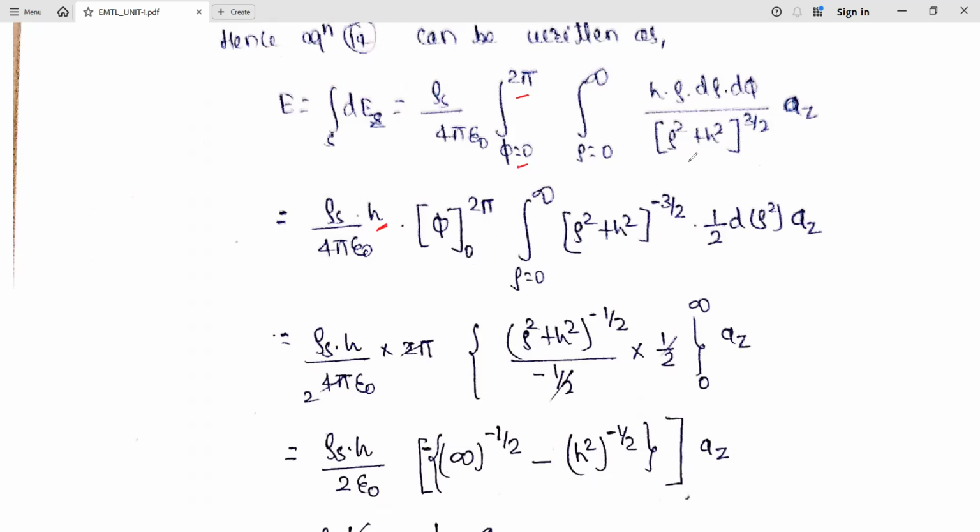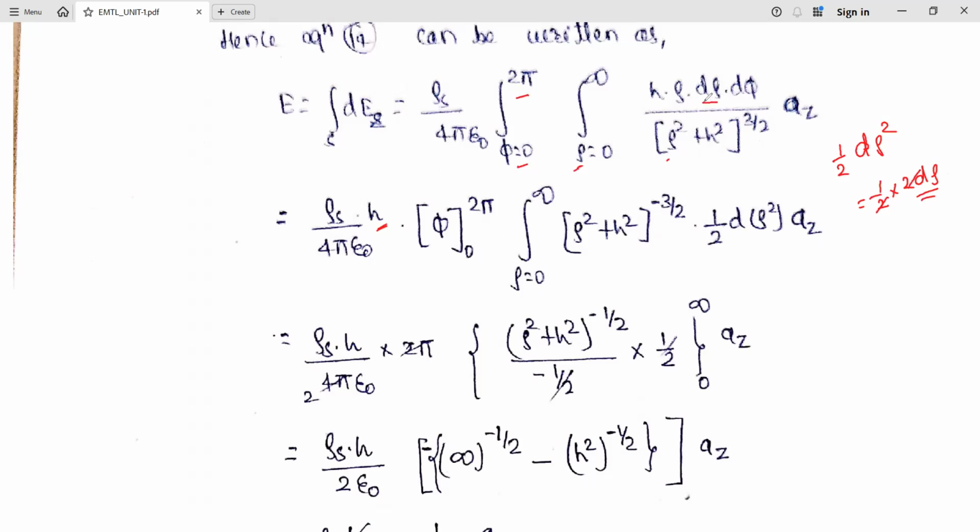Now, here this one we are going to differentiate with respect to rho. So finally, rho square plus h square to the power 3 by 2 is written in the numerator. And inside we have rho square, that's why it is written d of rho square by 2. If you differentiate this, what we'll get here is 1 by 2 into 2 d rho. So this 2 will be cancelled.